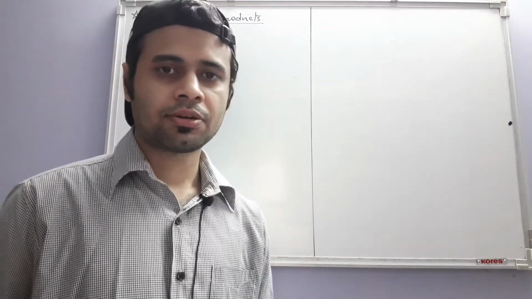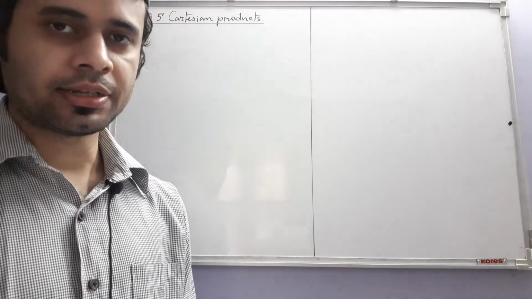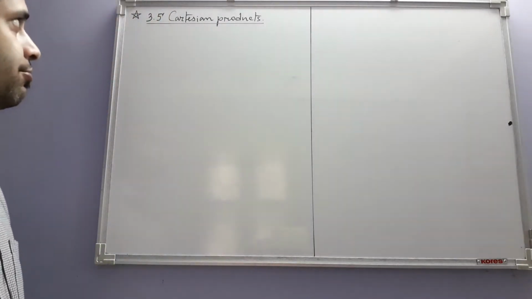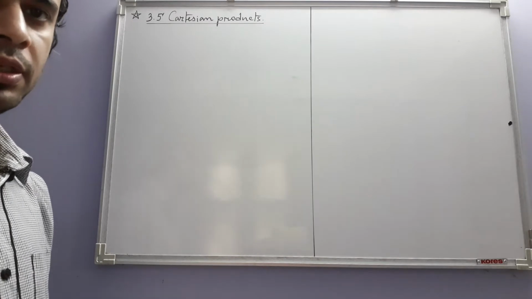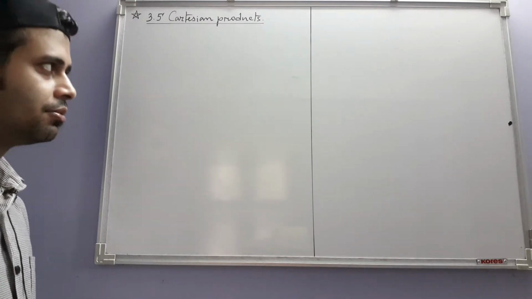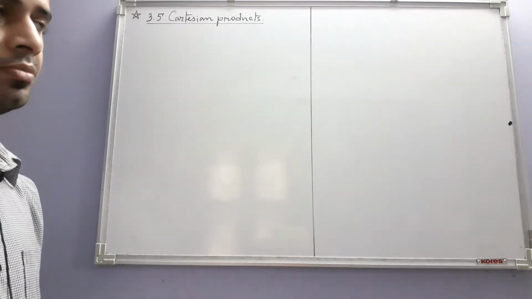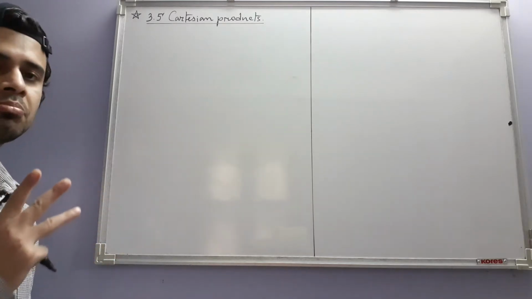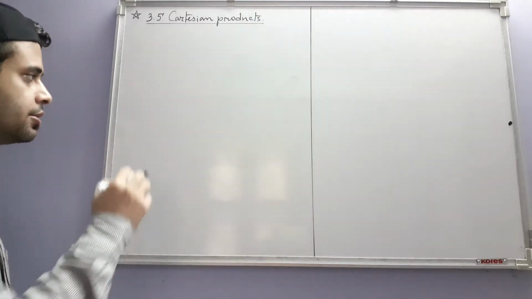Okay, so we now come back to analysis, and we are going to look at the fifth section of chapter 3. If you remember, we were going through set theory, so it's now time to look at Cartesian products of sets.